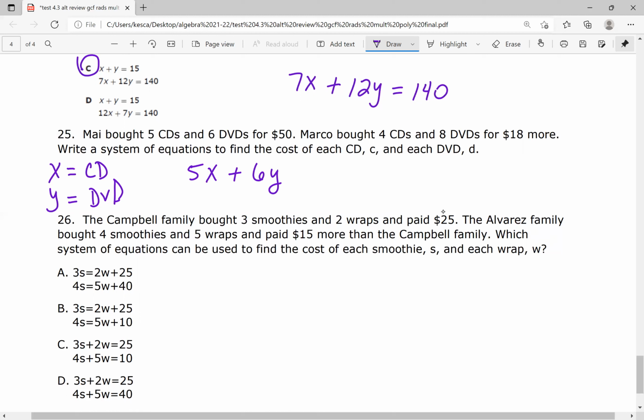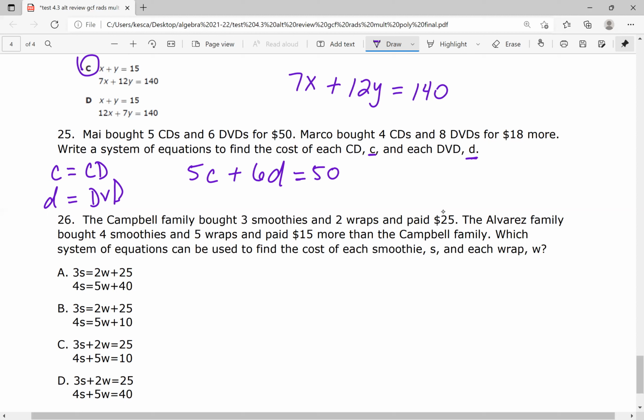Oh, I realized they told us to use C and D, didn't they? So let's back up. Let's fix that. So that makes sense, right? C is going to be CDs and D is going to be DVDs. So 5C plus 6D. And how much did you spend? $50. Okay. So 5 times the cost of 1 CD plus 6 times the cost of 1 DVD is equal to $50.